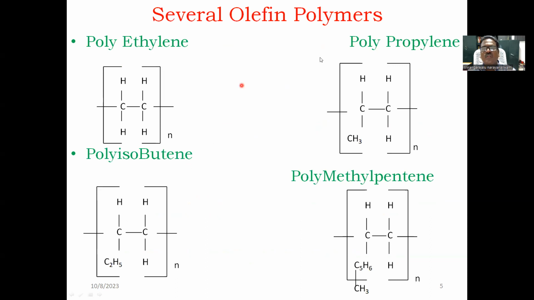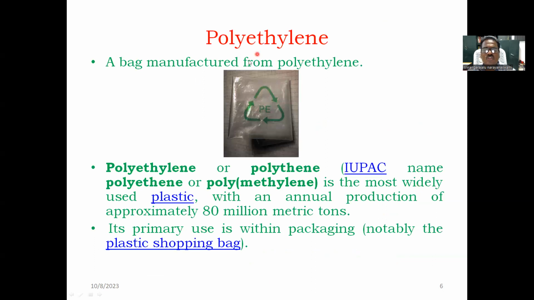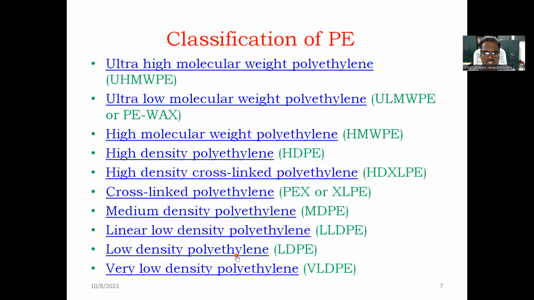There are several olefin polymers: polyethylene, polypropylene, polyisobutylene, and polymethylpentene. A bag is manufactured from polyethylene. Polyethylene, IUPAC name polyethene or polymethylene, is the most widely used plastic, with approximately 80 million metric tons used. The primary use is in packaging, notably plastic shopping bags.